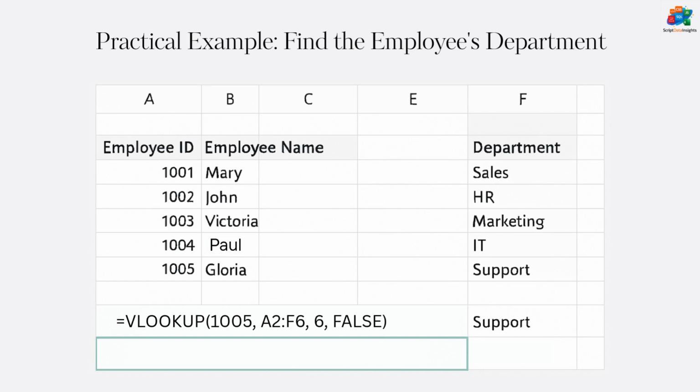But with XLOOKUP, the formula is much cleaner and easier to read: =XLOOKUP(1005, A2:A6, F2:F6). XLOOKUP only needs the specific ID column and the specific department column, making it much more resilient to changes in your spreadsheet. Both return the same result in this case.